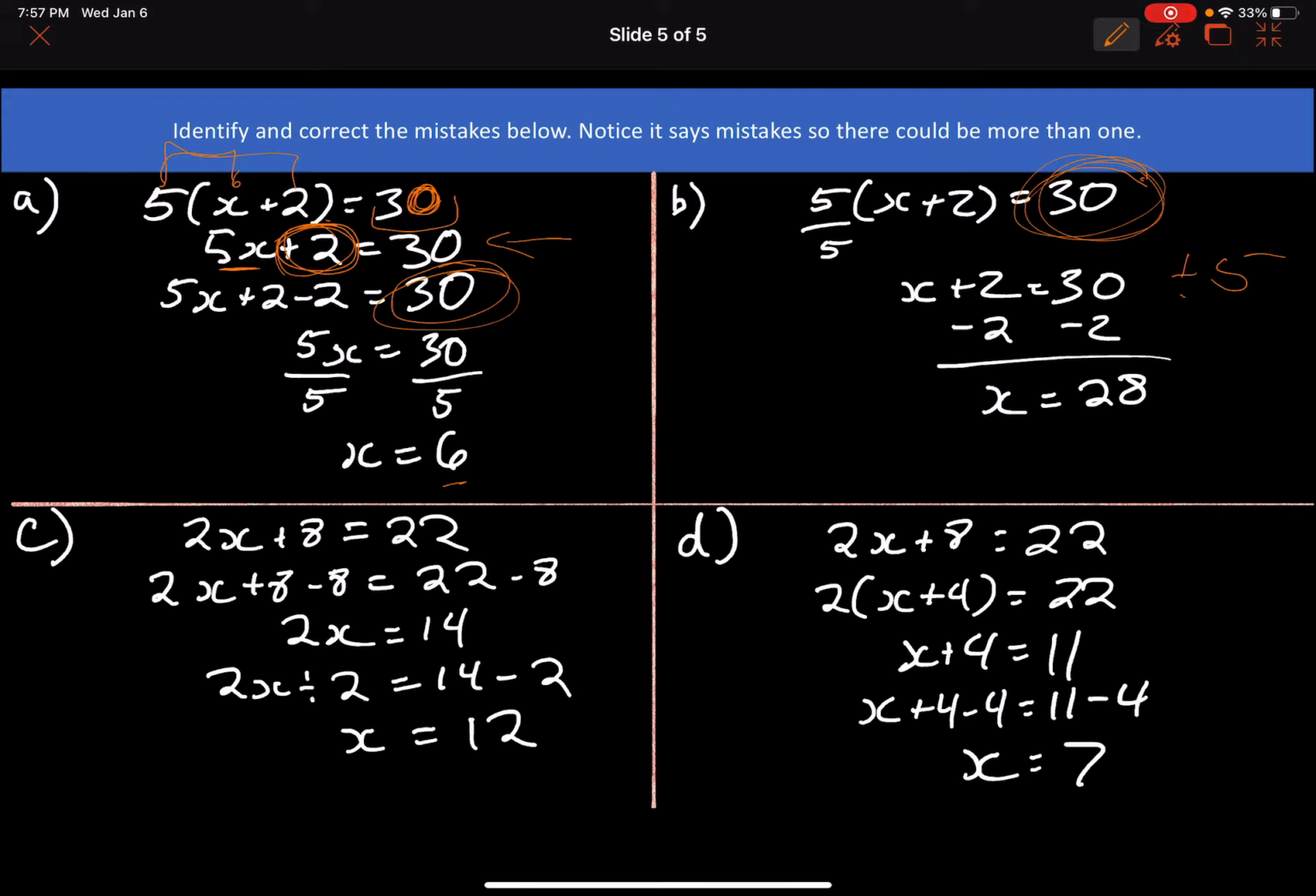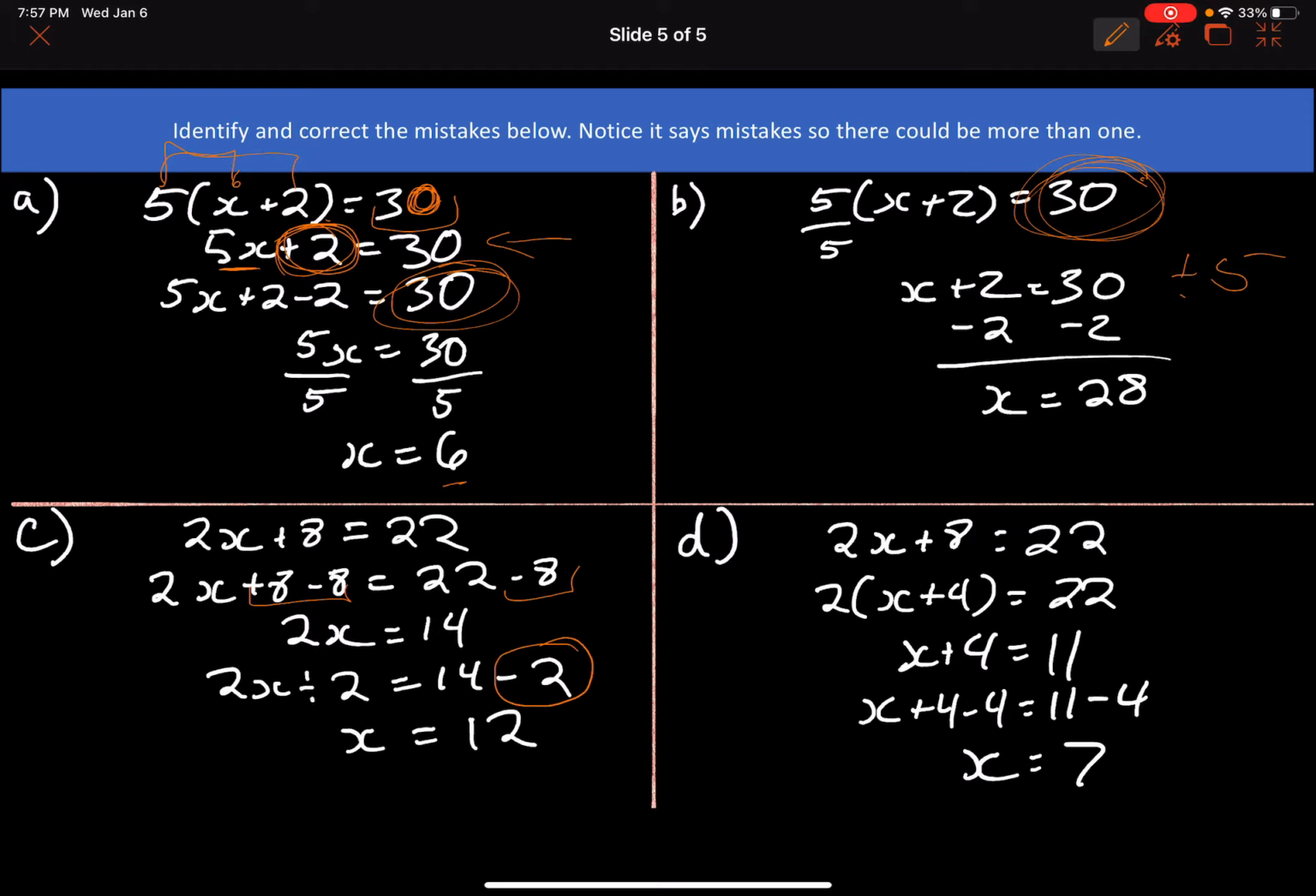Okay, looking at this question here, they subtracted by 8. That's good on both sides. So 22 minus 8, that's going to give me 14, so that's okay. And then dividing by 2, and then they subtracted by 2 on this side. So that is their mistake there. Okay.